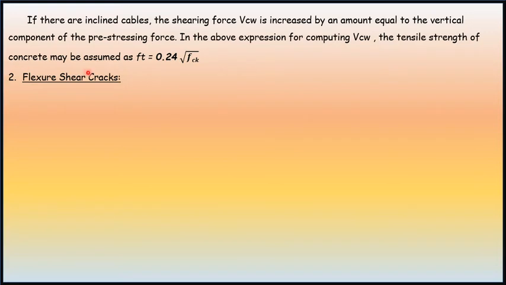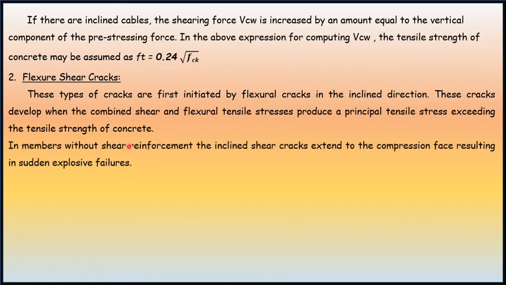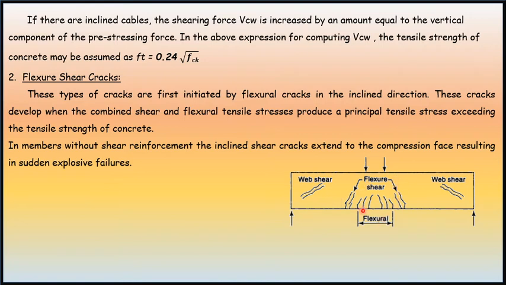Second, the flexural shear cracks. These types of cracks are first initiated by flexural cracks in the inclined direction. When these cracks develop, the combined shear and flexural tensile stresses produce a principal tensile stress exceeding the tensile strength of concrete. In members without shear reinforcement, the inclined shear cracks extend to the compression face, resulting in sudden explosive failures. This is the flexural shear crack. They start from this side of the member and try to come to the center, so it is an increasing pattern.